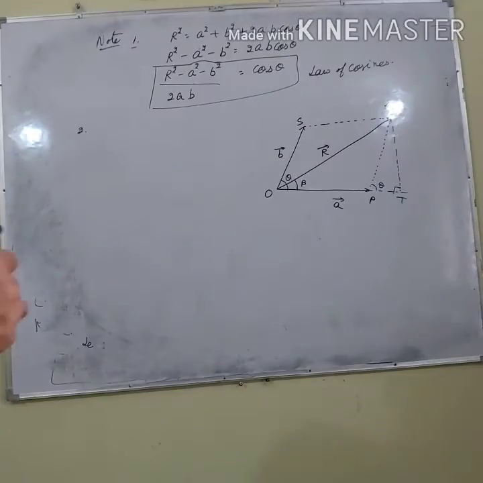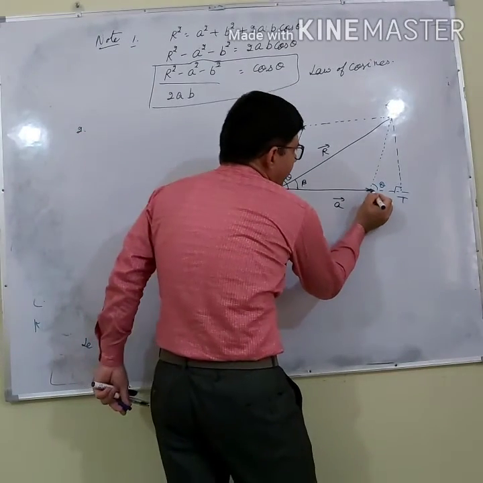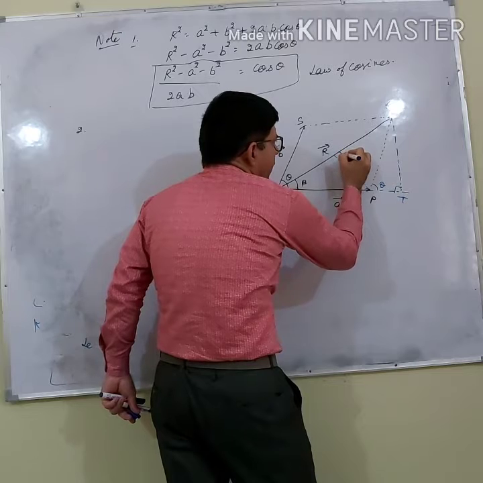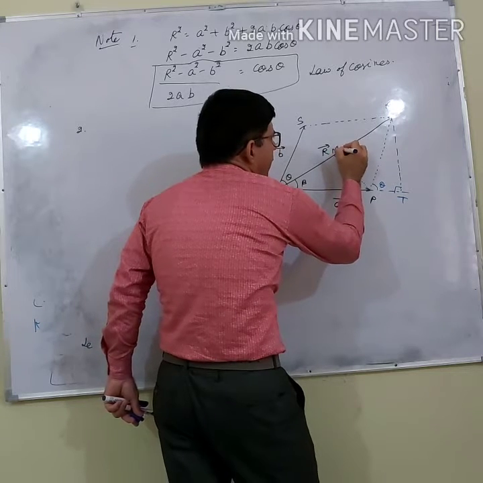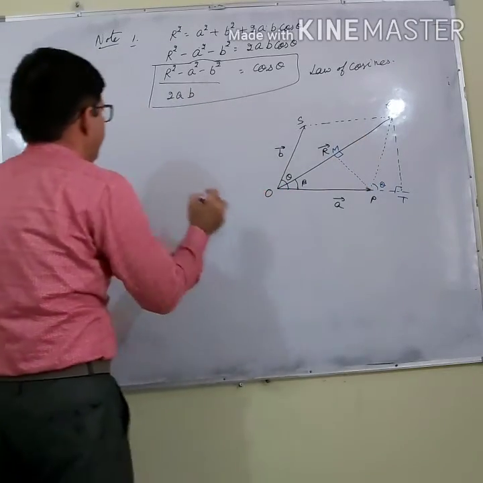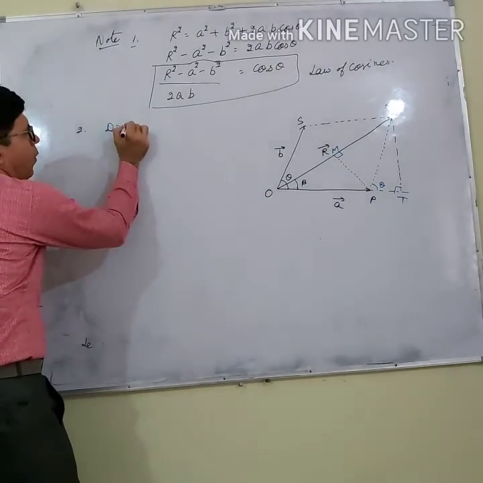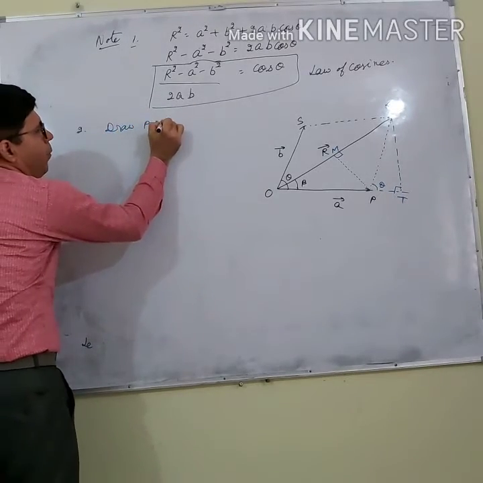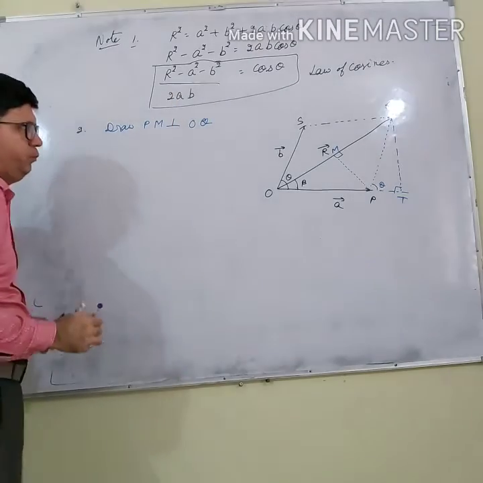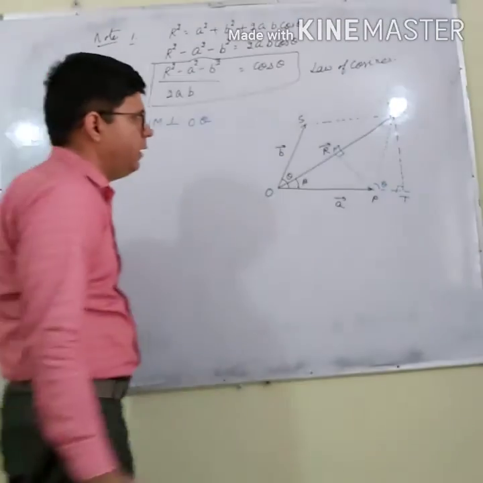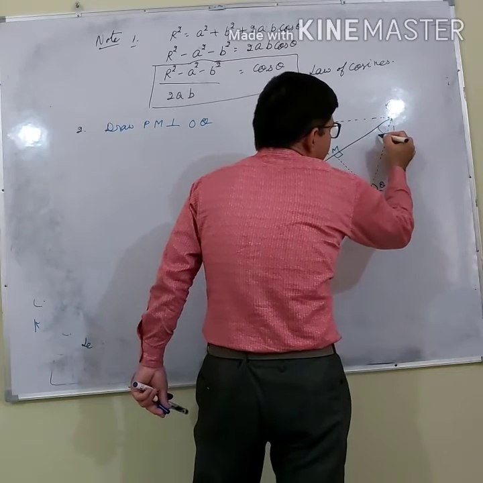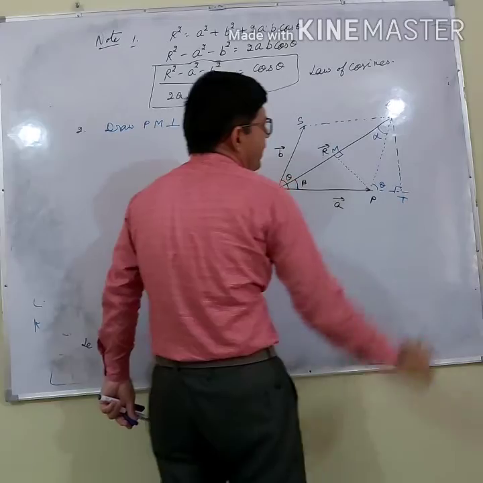Now after that, from P, I am drawing PM perpendicular to OQ, right? Let us say this angle is alpha.